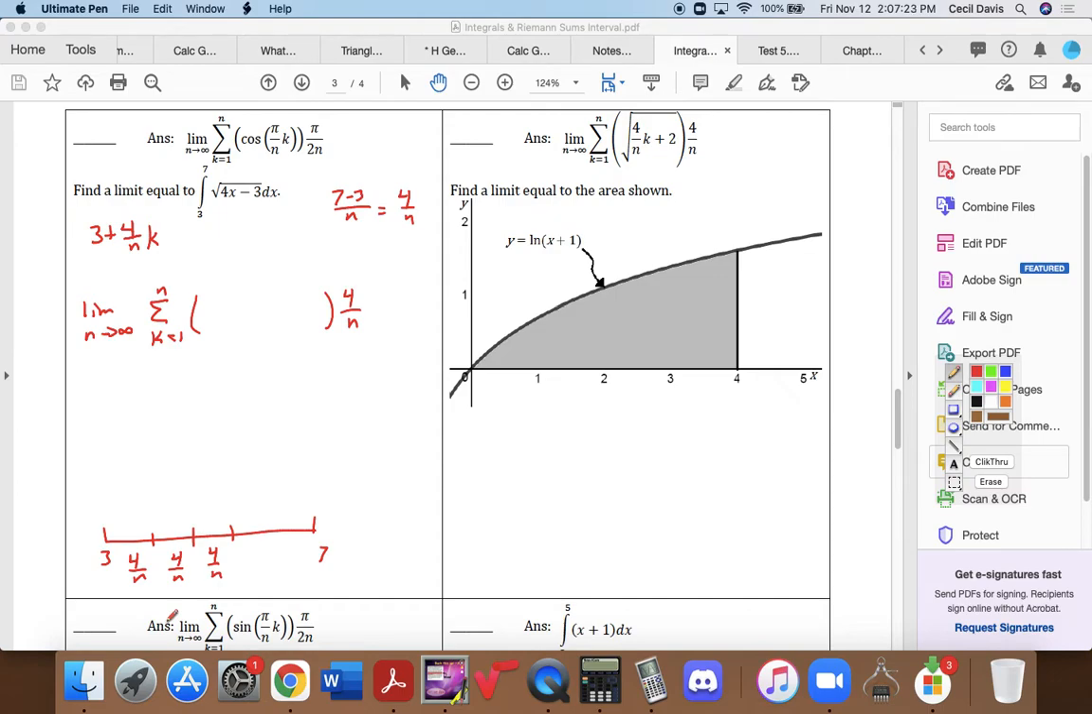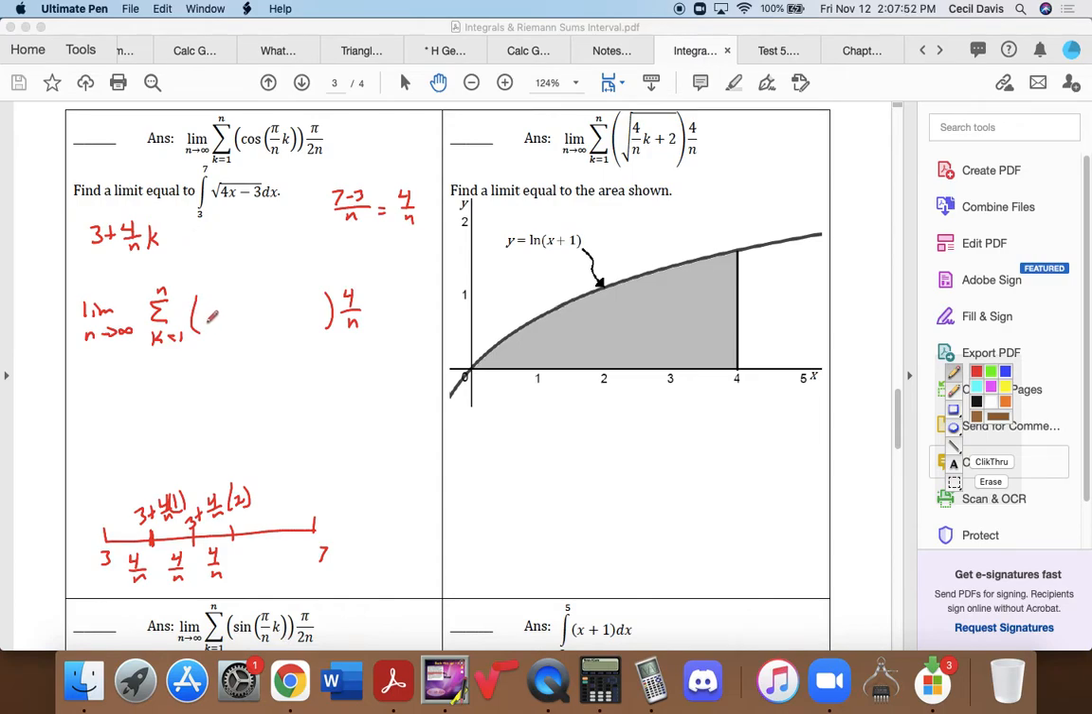And on these, they always do a right Riemann sum. And so the x-coordinate of this point is 3 plus 4 over n times 1. And then this one would be 3 plus 4 over n times 2. You see how that's working? Each time it's going to add on the width.